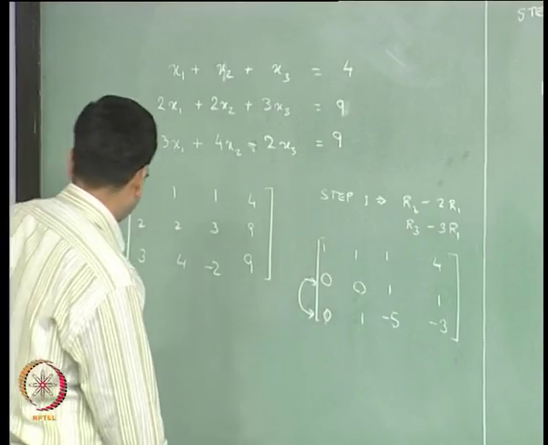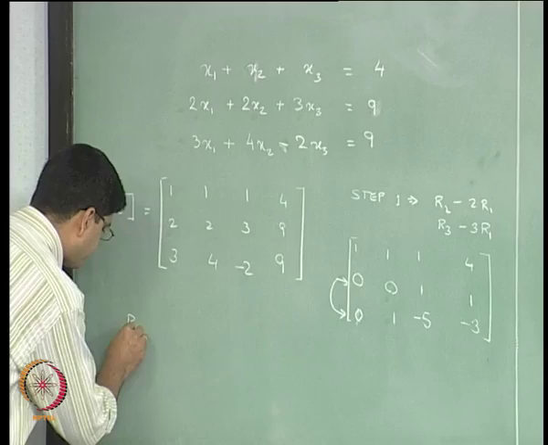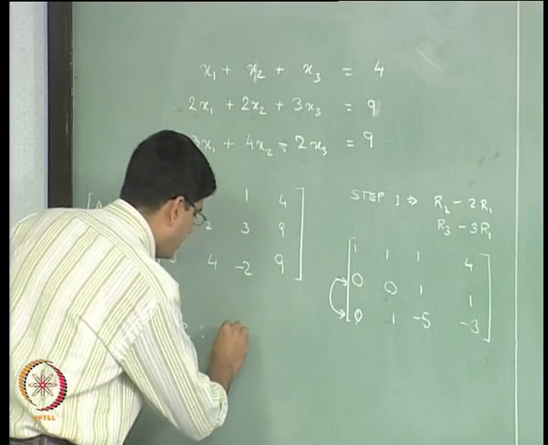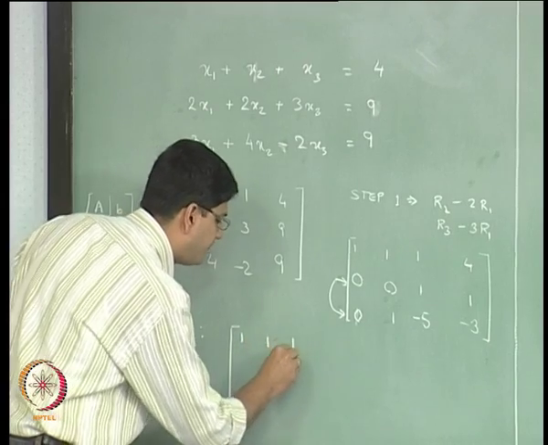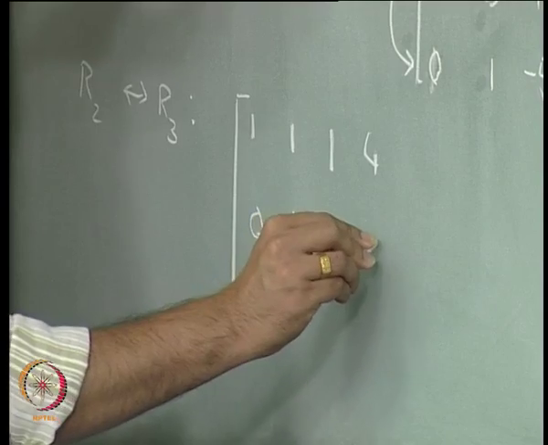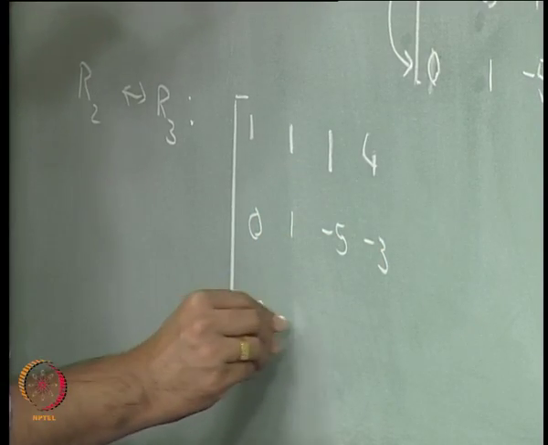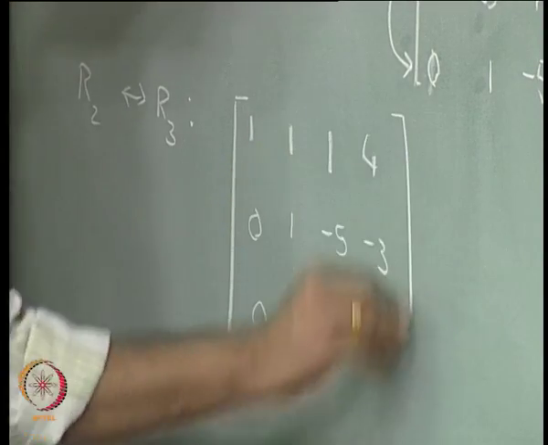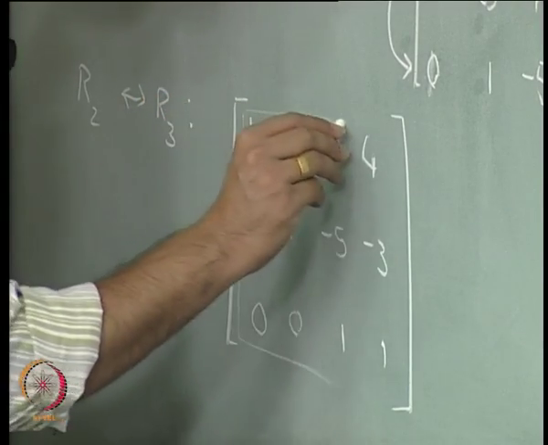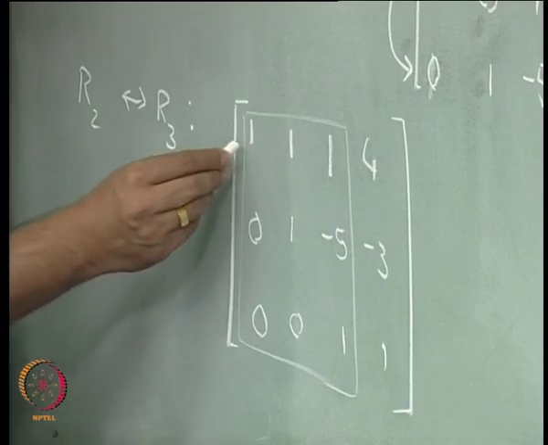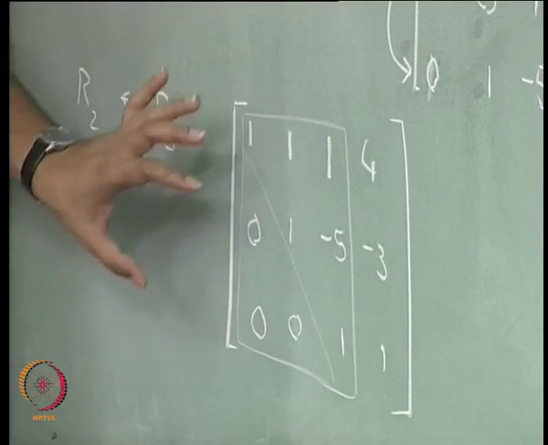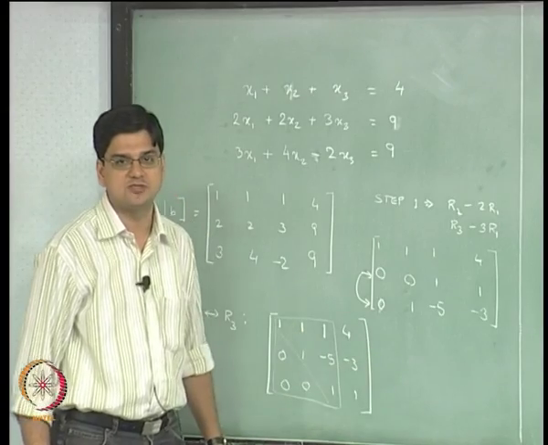When we interchange row 2 and row 3, what we will get is 1 1 1 4, 0 1 minus 5 minus 3, 0 0 1 1. Now if we look at this A matrix, it is in the upper triangular form. Because this matrix is in the upper triangular form, we can go ahead and start using back substitution at this step.